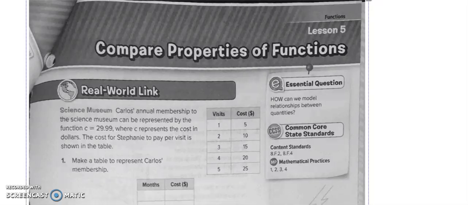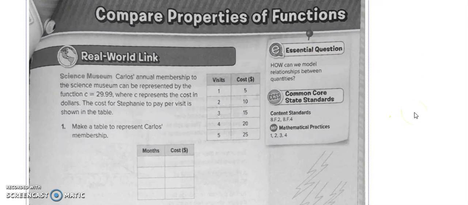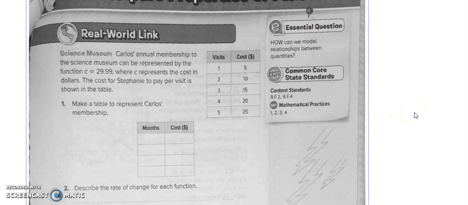So starting with this problem, we have two people that are visiting the Science Museum. We have Carlos. He got an annual membership where he is paying $29.99 and gets to go as much as he wants. And then Stephanie is represented by this table right here. You could see that if she goes once, it's going to cost her $5, twice $10, 3 $15, 4 $20, and 5 $25. And this is like total cost, running total.